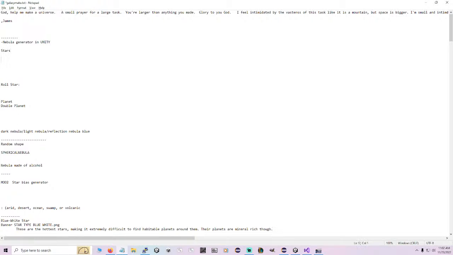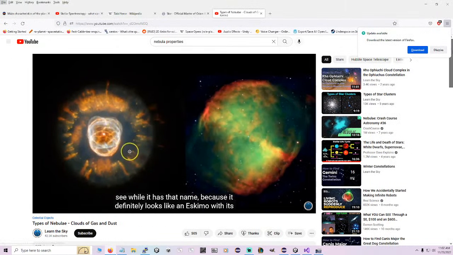This is the Eskimo Nebula right here. What else do you see up in the sky? You probably see why it has that name. What do you see in the sky then? An Eskimo with its hood up.